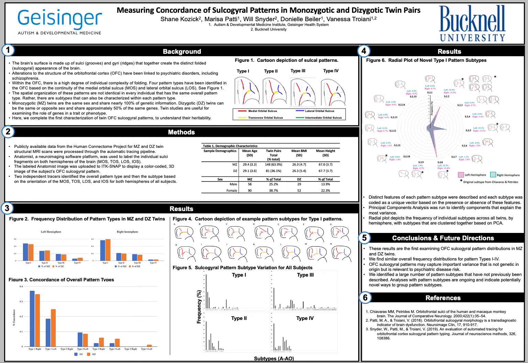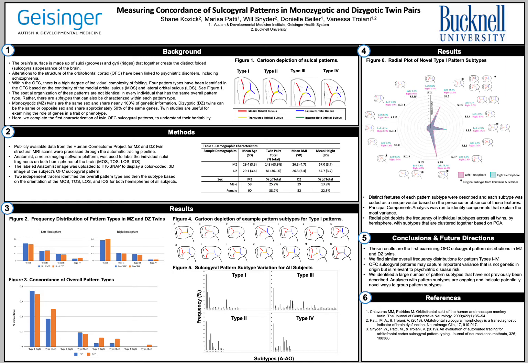Moving on to the methods, we use publicly available data from the Human Connectome Project for monozygotic and dizygotic twin MRI scans that are processed through an automated tracing pipeline. This pipeline was used to identify the sulci making up the H sulcus. Anatomist, which is a neuroimaging software platform, was used to manually label the individual sulci fragments on both hemispheres of the brain. The initial pattern type was predetermined, and the subtype was then characterized based on the orientation of the MOS, TOS, LOS, and IOS by two independent researchers.